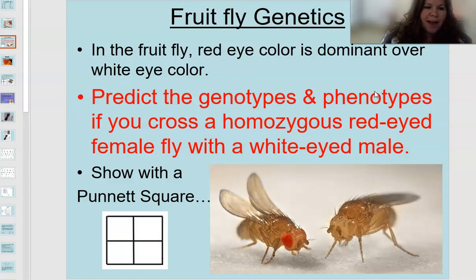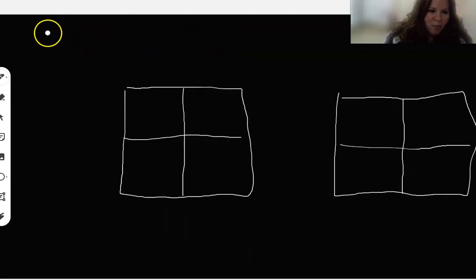In fruit flies, red eye color is dominant over white eye color. As we can see in the pictures below, a red-eyed fruit fly, those are dominant eyes, and a white-eyed fruit fly, recessive eyes. Predict the genotypes and phenotypes if you cross a homozygous red-eyed female fly with a white-eyed male, and show that in a Punnett square. All right, over to the Jamboard.